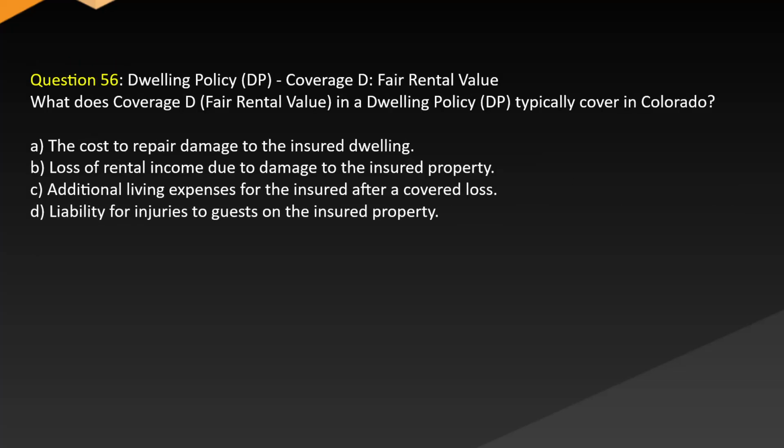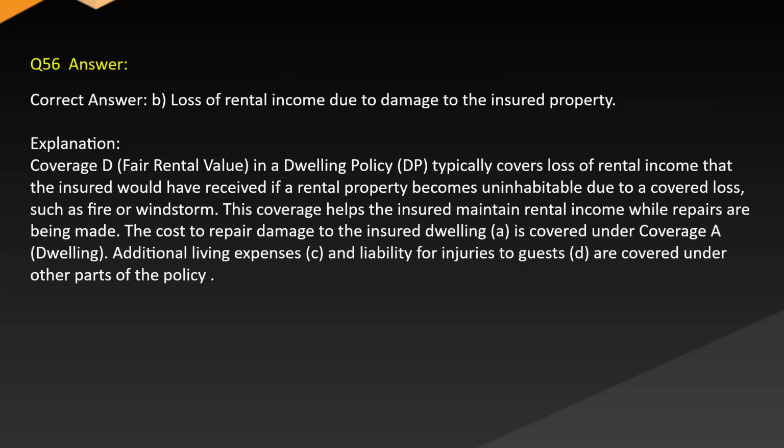Question 56. Dwelling policy, DP. Coverage D. Fair rental value. What does coverage D, fair rental value, in a dwelling policy, DP, typically cover in Colorado? A. The cost to repair damage to the insured dwelling. B. Loss of rental income due to damage to the insured property. C. Additional living expenses for the insured after a covered loss. D. Liability for injuries to guests on the insured property. Correct answer. B. Loss of rental income due to damage to the insured property.